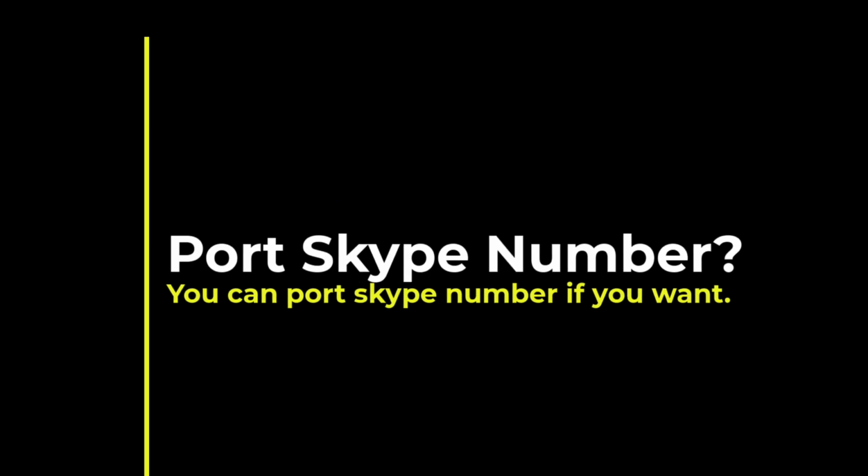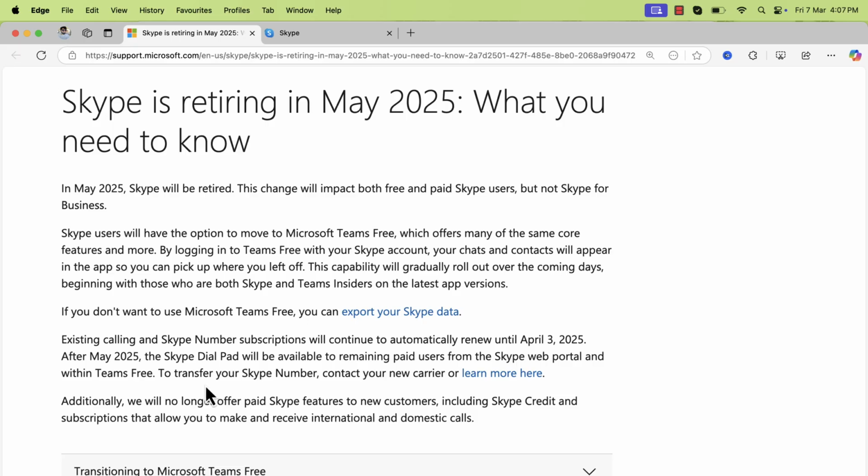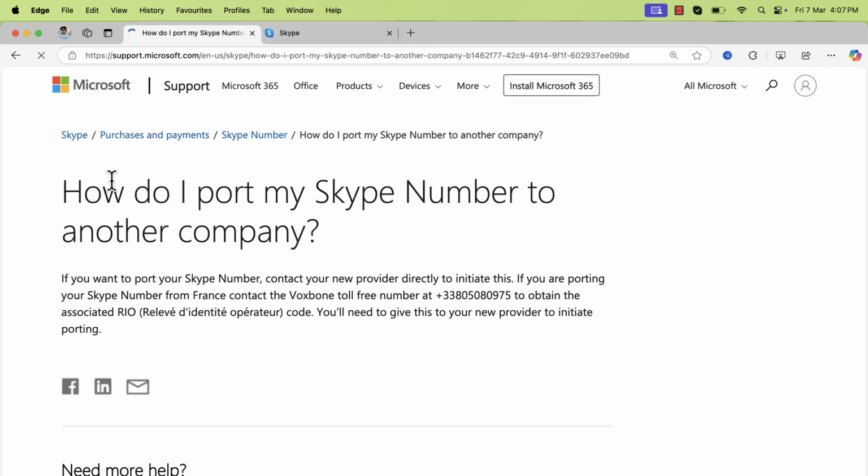How do I transfer my Skype number? If you have a Skype number, you might be wondering what happens to it after Skype retires. Here is the deal. You can keep your Skype number if you transfer it to another provider before Skype shuts down. To transfer, you need to contact your new telecom provider and request a number porting process. Microsoft has not announced a way to migrate Skype numbers directly to Teams, so moving it to another service is your best option. Make sure to start this process early to avoid losing your number.